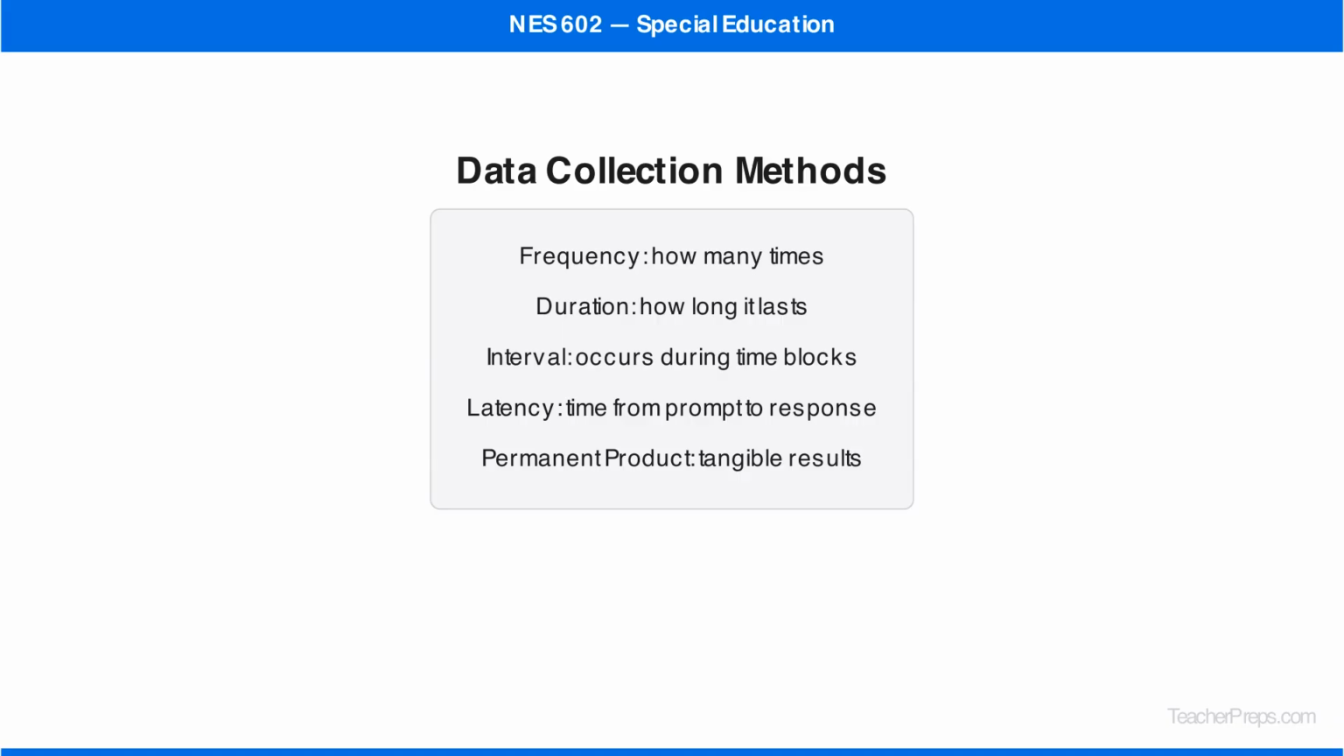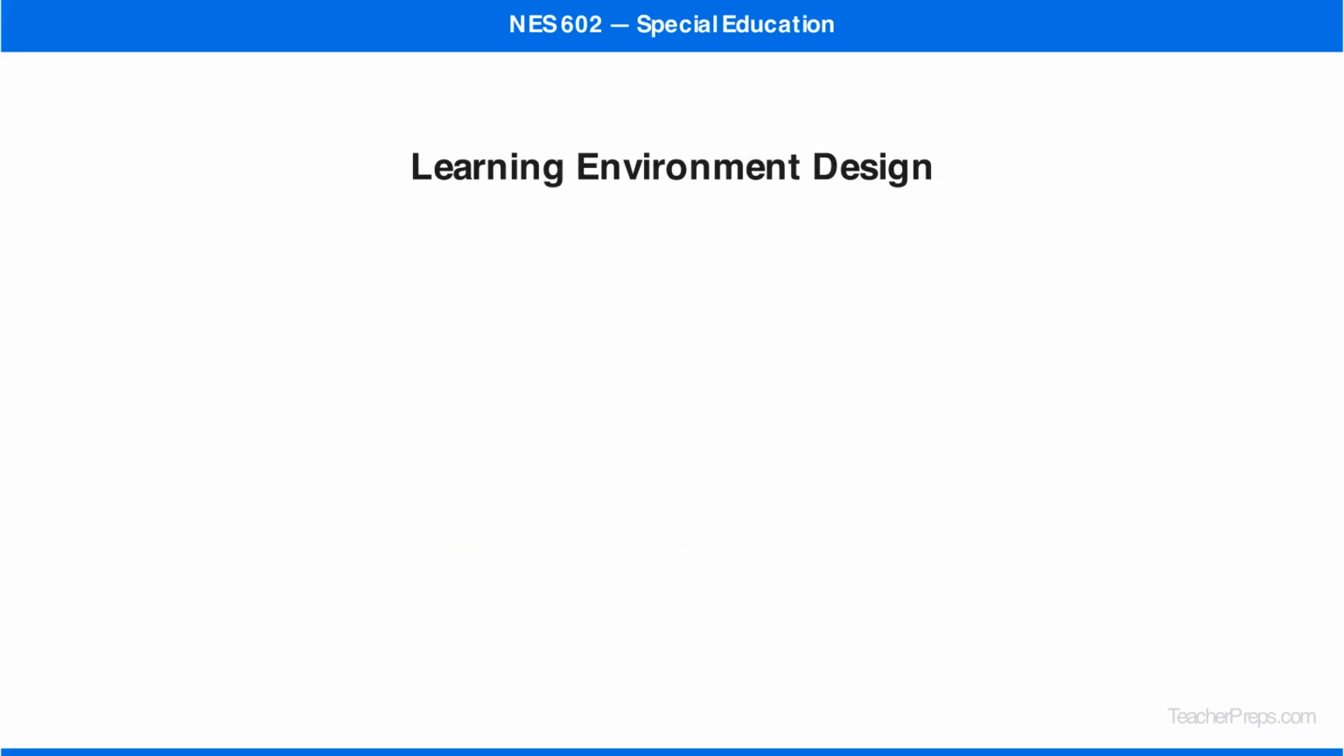Latency recording measures the time between a prompt and the student's response. And permanent product reviews the tangible results of behavior, like completed work samples. On test day, match the data collection method to the question being asked about the behavior. Now let's talk about the learning environment.